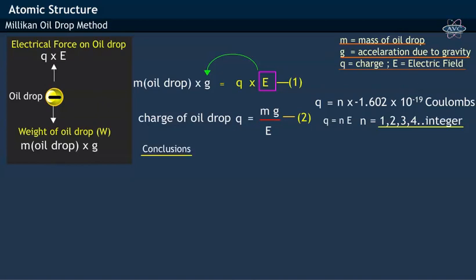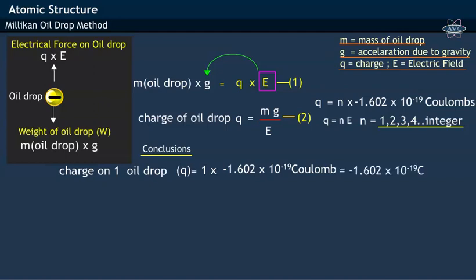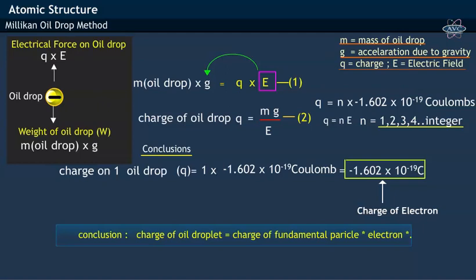From this experiment, Robert Millikan concluded that the fundamental unit of charge on one oil droplet equals the value 1 times minus 1.602 times 10 to the power of minus 19 coulombs. This is nothing but the charge of the electron.